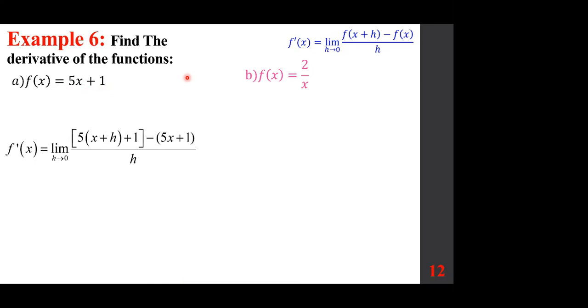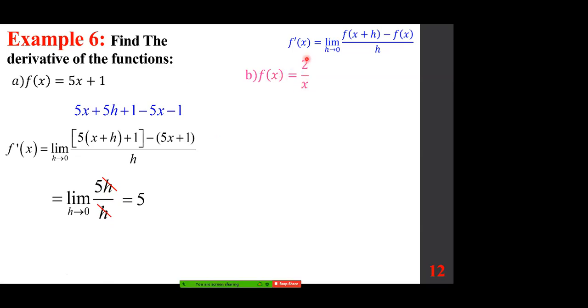So you have to simplify the numerator, and it simplifies to the following: 5x plus 5h plus 1 minus 5x minus 1. Everything drops except 5h, and then you can get rid of the h, and the limit of 5 as h approaches 0 is simply 5. So we are using the definition for the sake of a section. Same here, we want to write the definition. So as long as we can write the definition, we should be fine here.